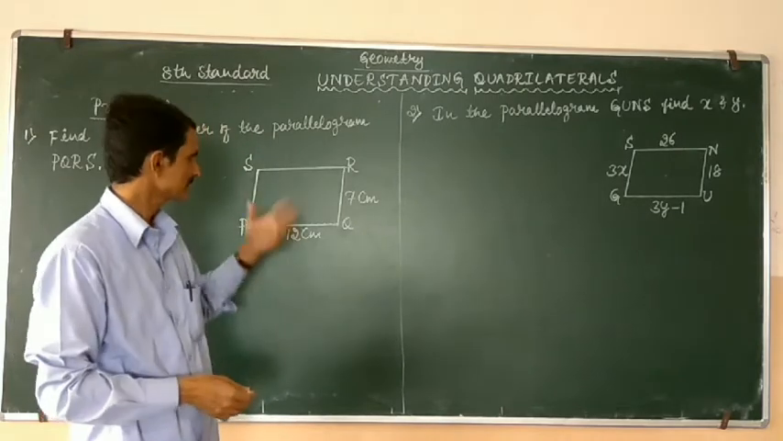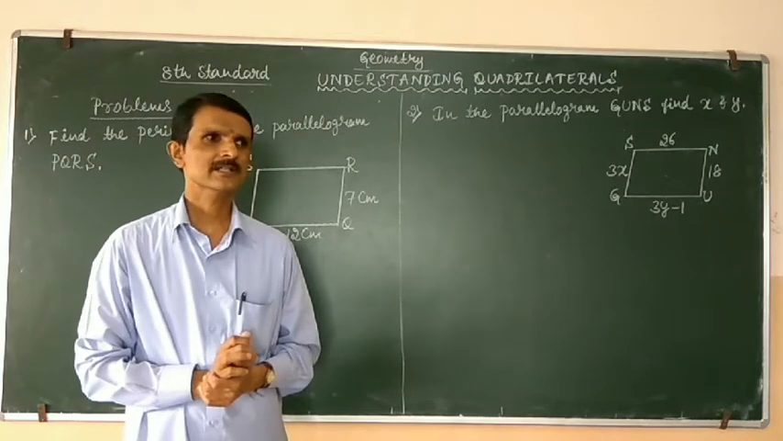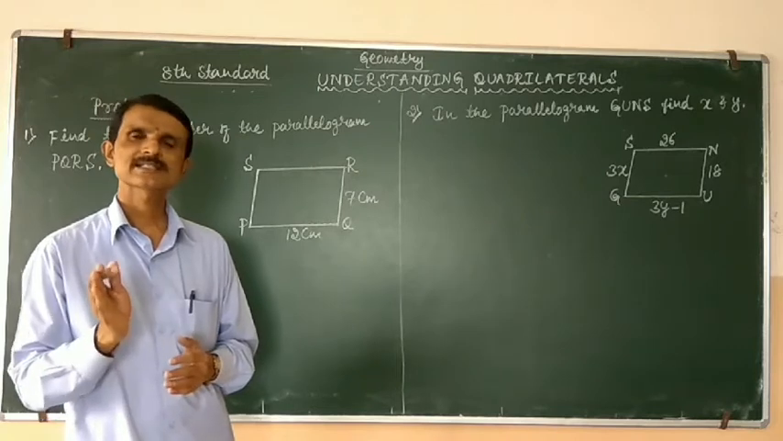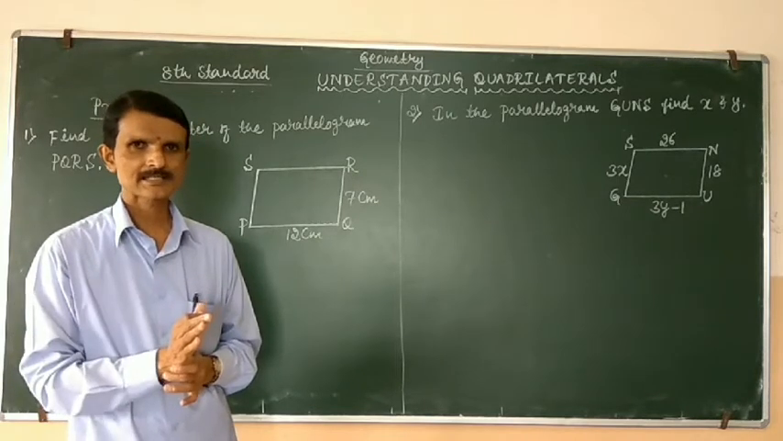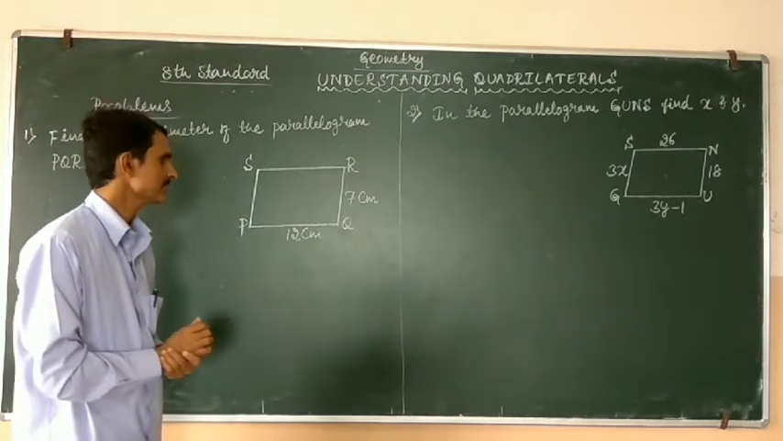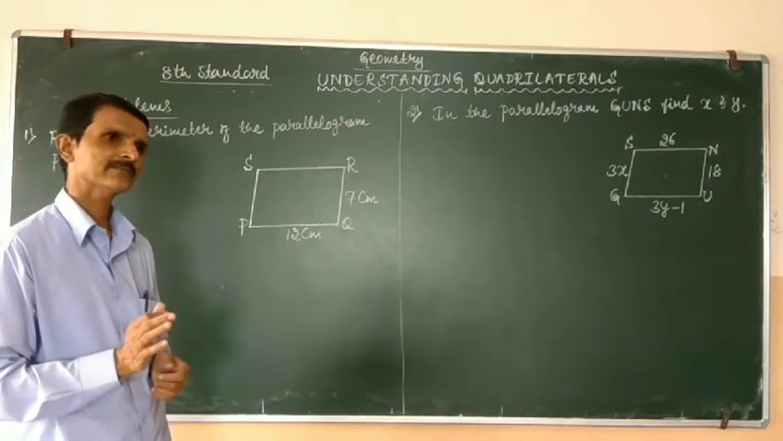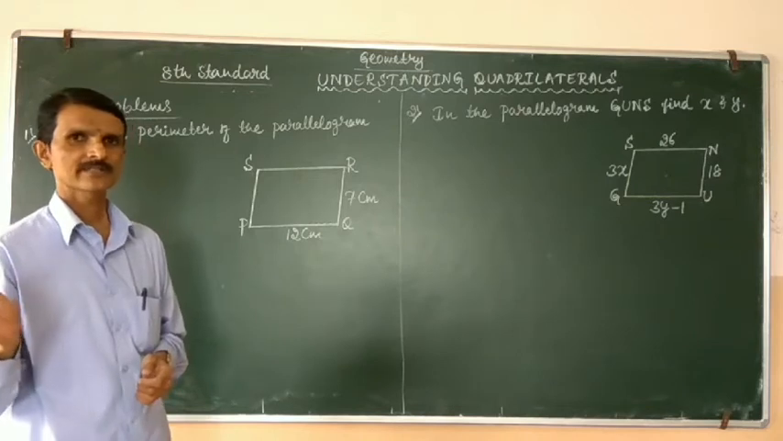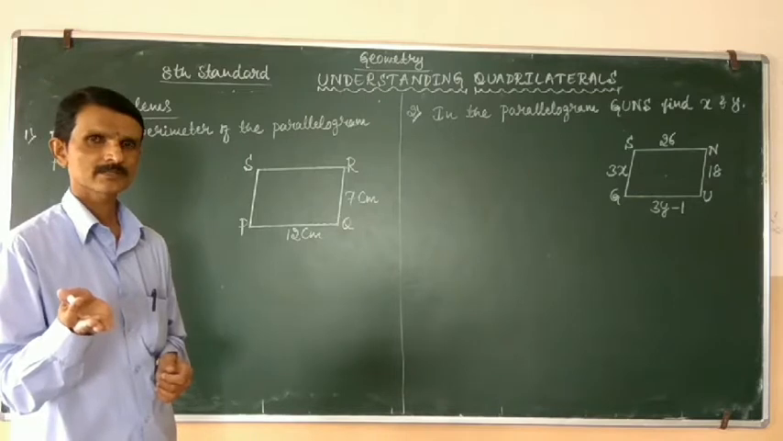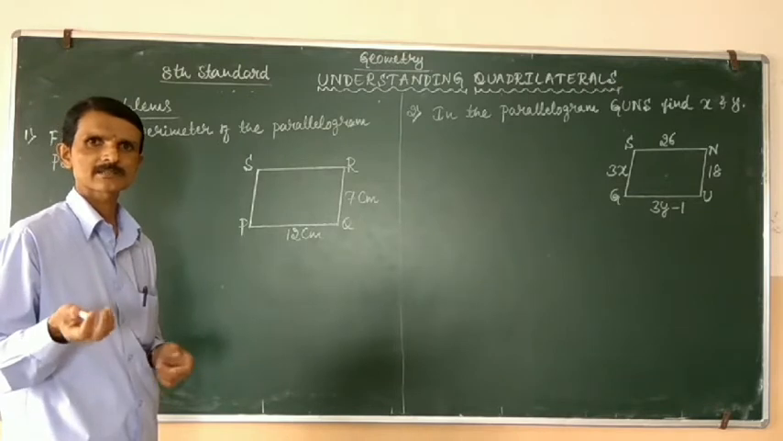So students, recall what is meant by a perimeter. Perimeter is the sum of all the sides of the given plane figure. That applies to polygons too, starting from triangle, quadrilateral, pentagon, etc.